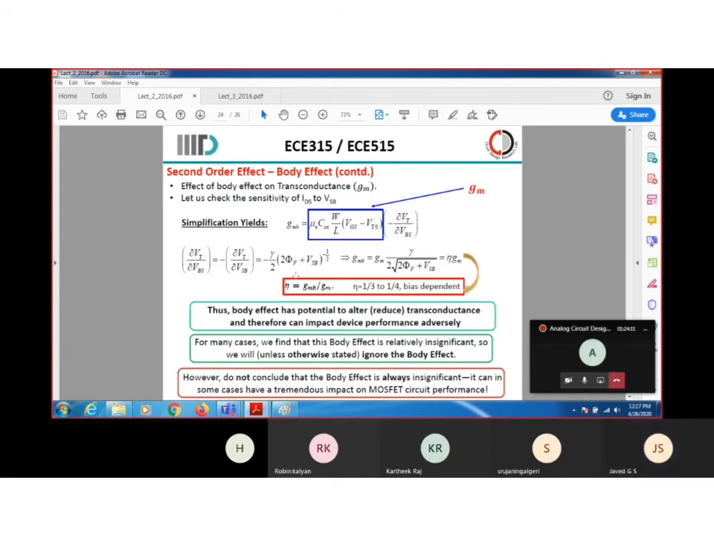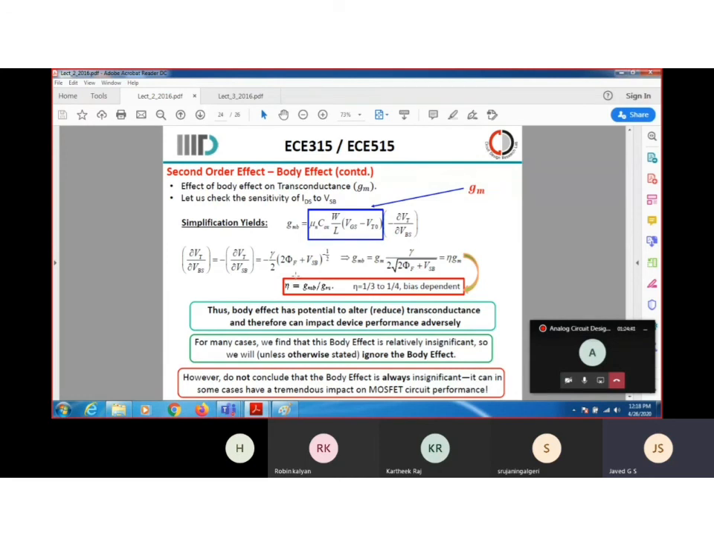Okay. So what are the effects of this? The body effect has the potential to alter the transconductance and therefore impact the device performance adversely. But when does this come into the picture? This comes into the picture only when your VSB is active. If VSB is not active anywhere, you don't have to worry about the GMB factor at all. Otherwise, when we do the small signal modeling, we will discuss GMB of a transistor also in that place.